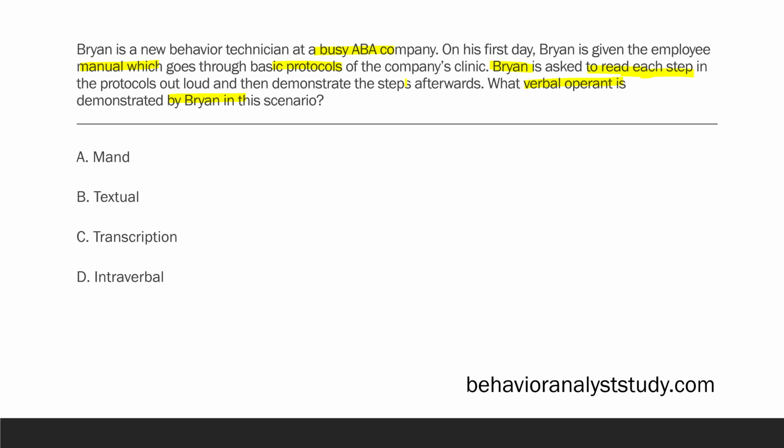In this case, Brian is reading each step. That is our verbal operant. C, transcription. Transcription is listening or hearing verbal words and then writing them down. Transcribing. Brian is not transcribing these words, he's reading them.